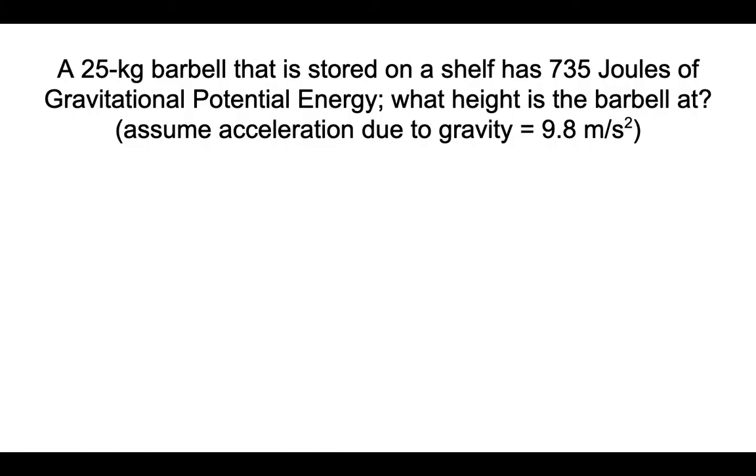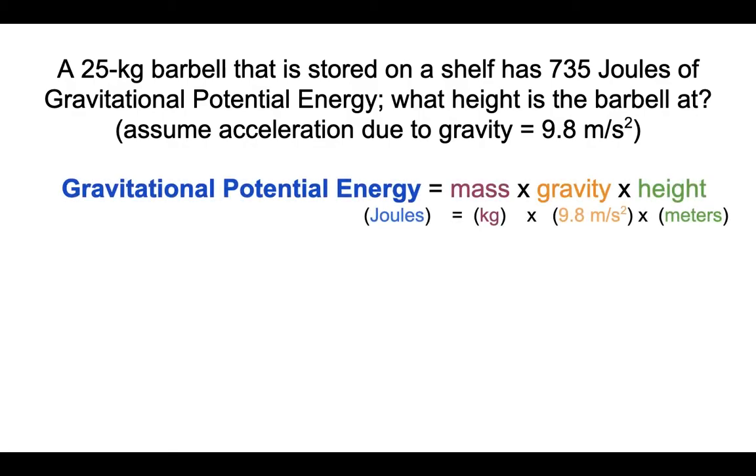Let's see, a 25 kilogram barbell stored on a shelf has 735 joules of gravitational potential energy. Gravitational potential energy is equal to the mass times gravity times the height. All right, we know gravity is 9.8 meters per second squared. We look at the problem. It tells us the GPE, or the gravitational potential energy, is 735 joules. And it tells us the barbell has a mass of 25 kilograms. What we're looking for in this problem is the height.